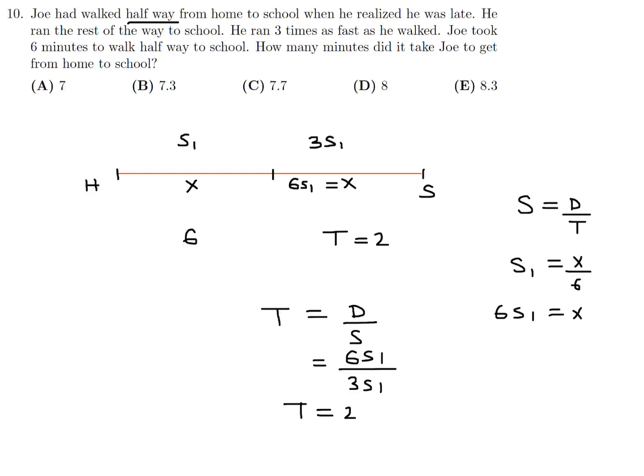So how many minutes did it take Joe to get from home to school? Well, 6 minutes to walk, 2 minutes to run, and that totals 8 minutes. So number 10, the answer is 8, which is D.